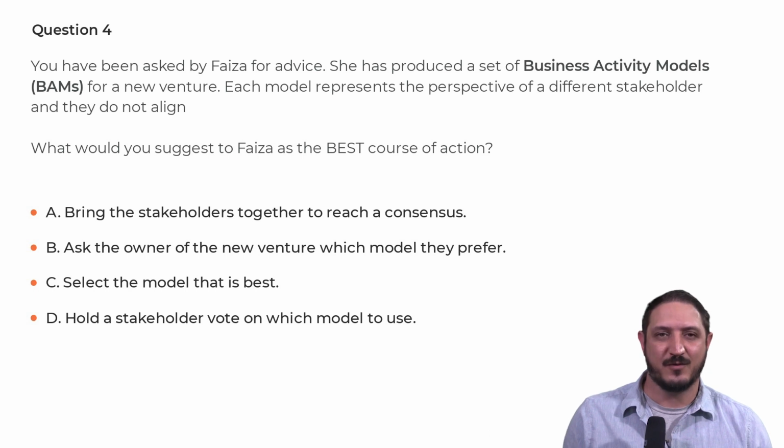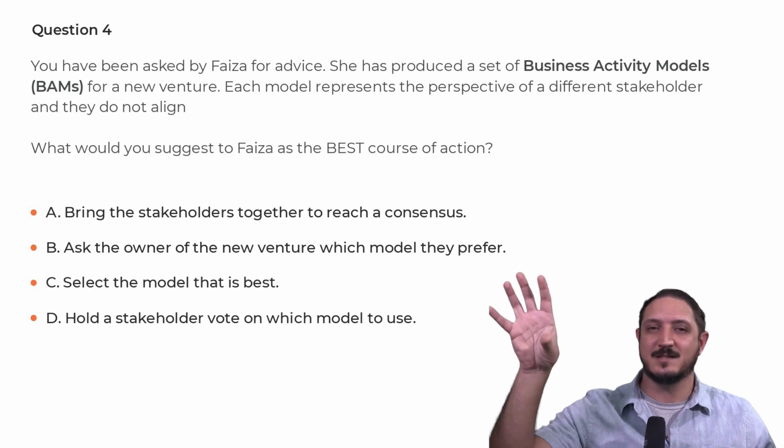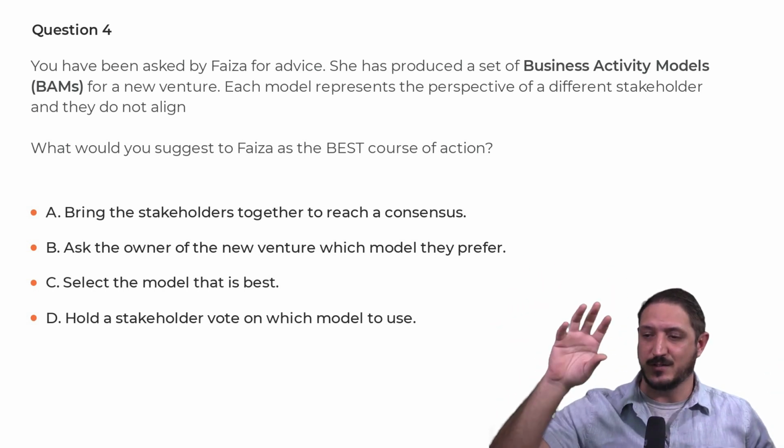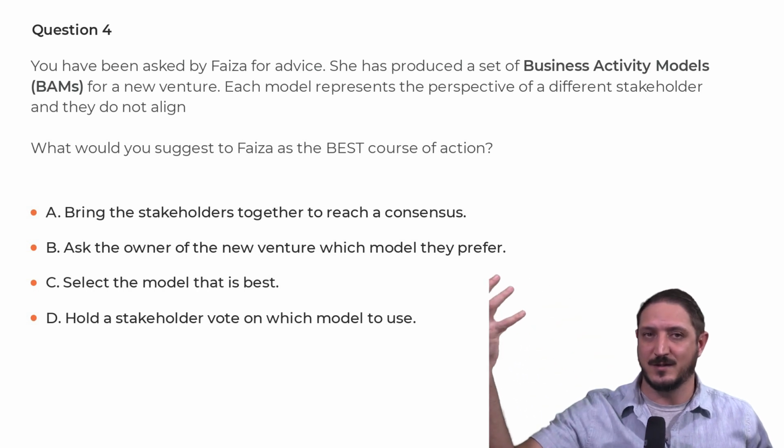So we know from our business analysis studies that this is the best course of action here. It's there in the first selection, which is A, to bring the stakeholders together to reach a consensus. It's not B, where we ask the owner of the new venture which model they prefer, because maybe all of the other business activity models that have been created may be more optimal than whoever the owner of the organization is.